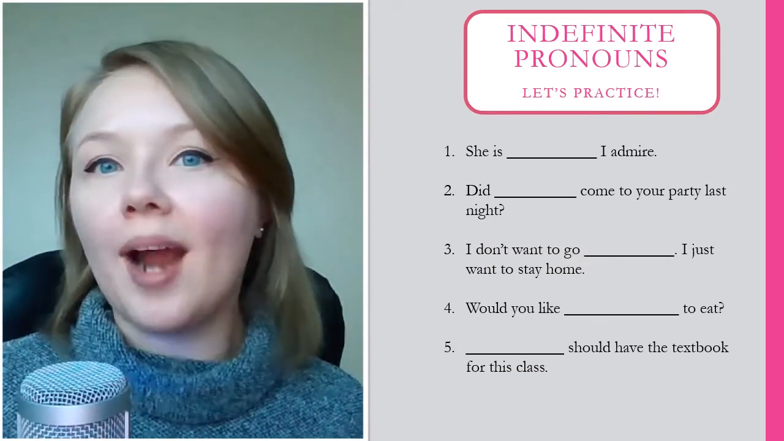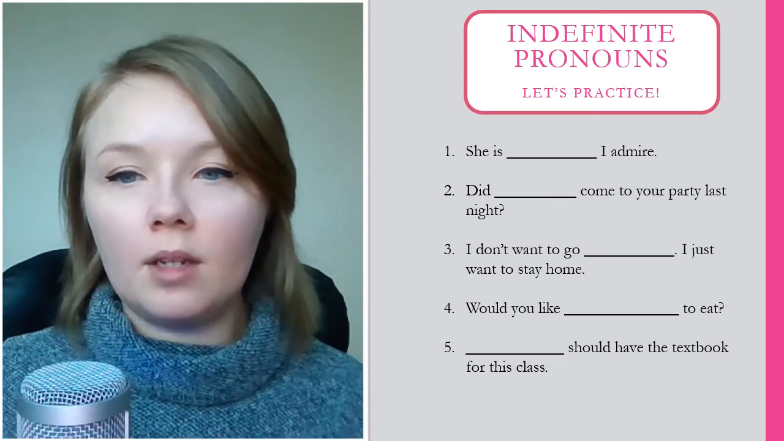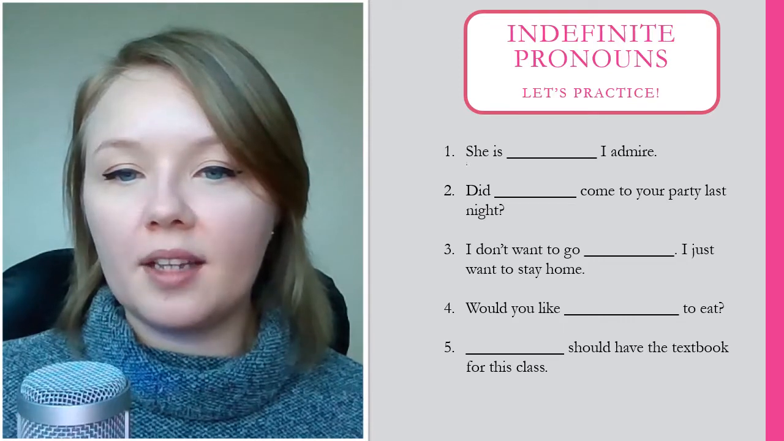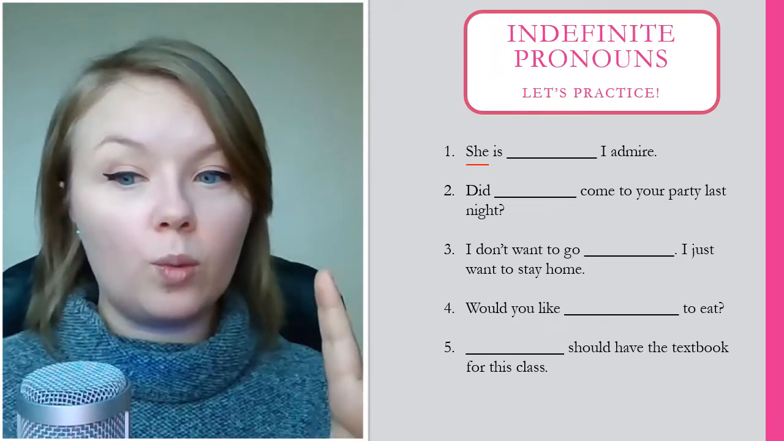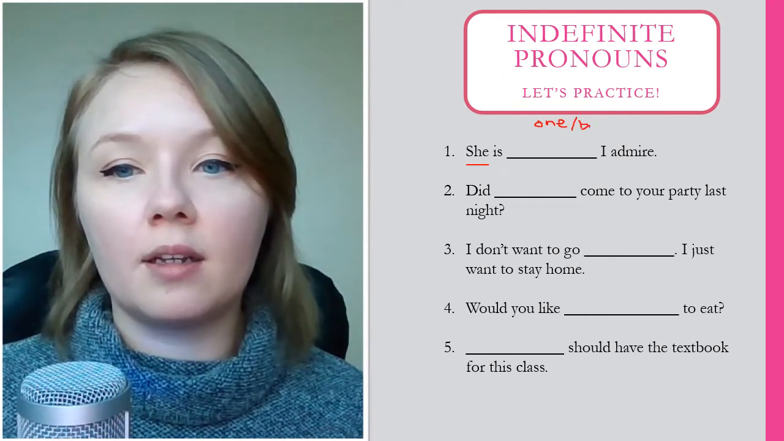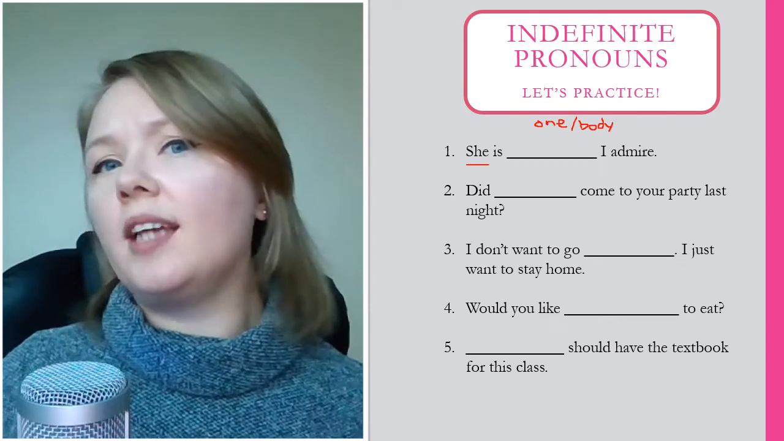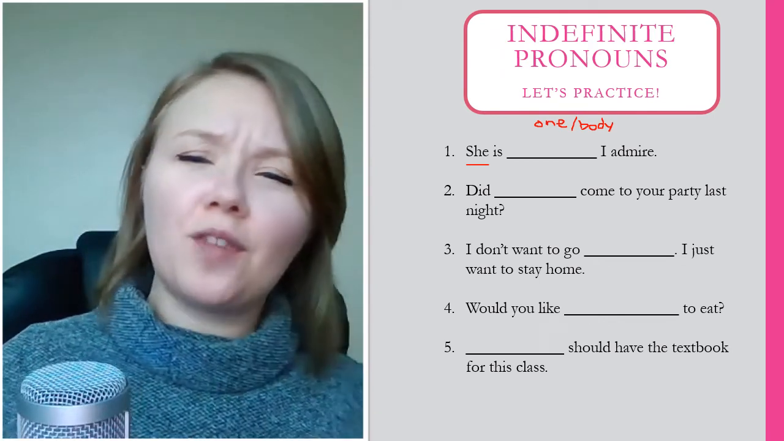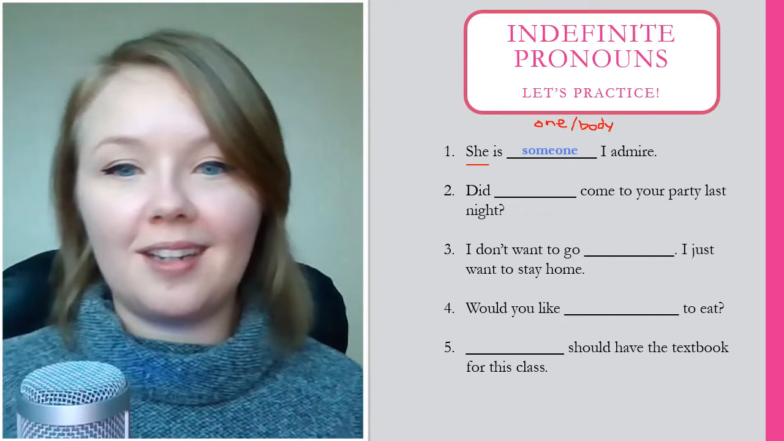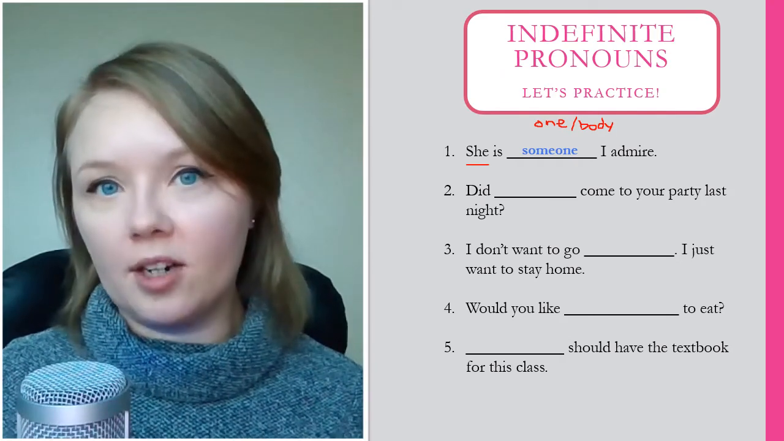Let's go ahead and get some practice with indefinite pronouns. Let's see if we can figure out which one to use. Number 1, she is blank I admire. Okay, here we're talking about a person. So we want our indefinite pronoun to end with one or body. Okay, how many people are we talking about? Just she, right? So would we say she is everyone? She is no one? She is anyone? No. We're talking about one person here. She is someone I admire. You could also say she is somebody I admire. Both are correct.